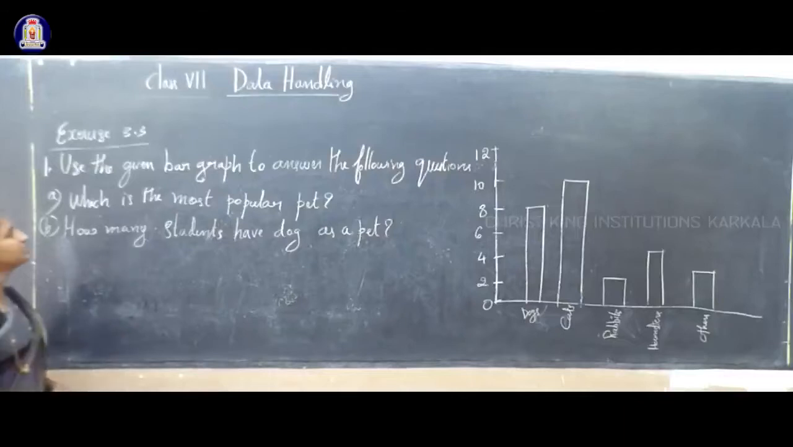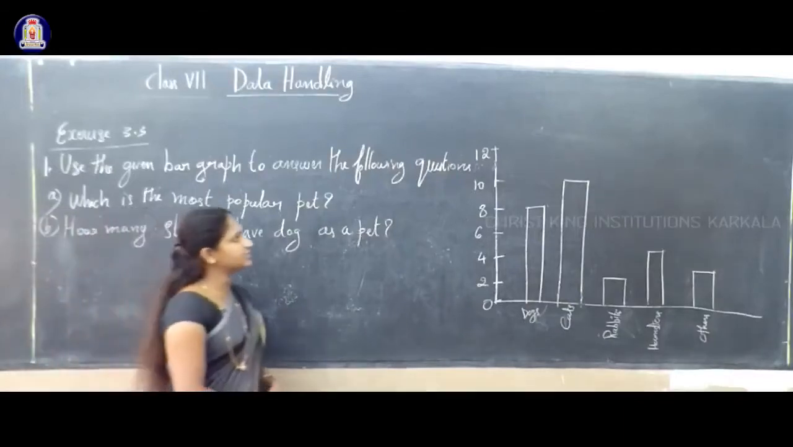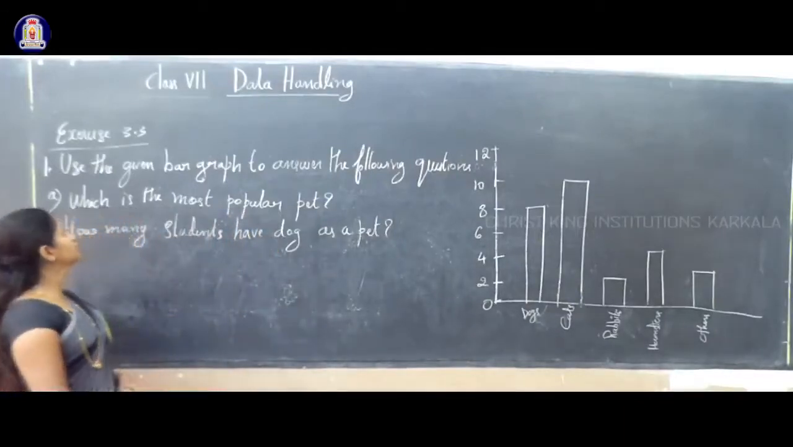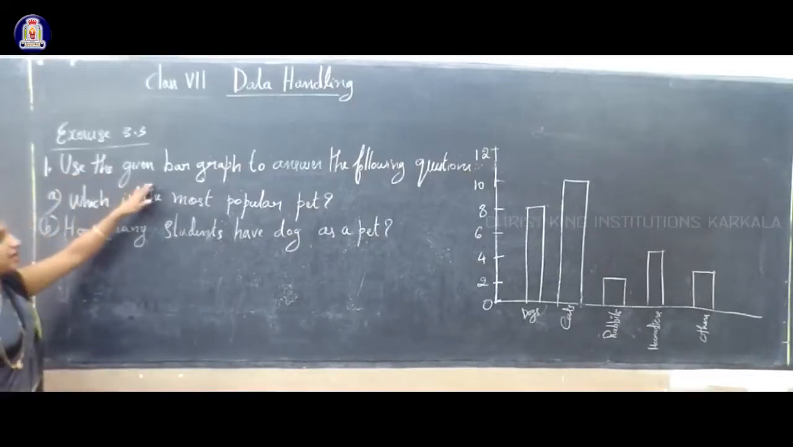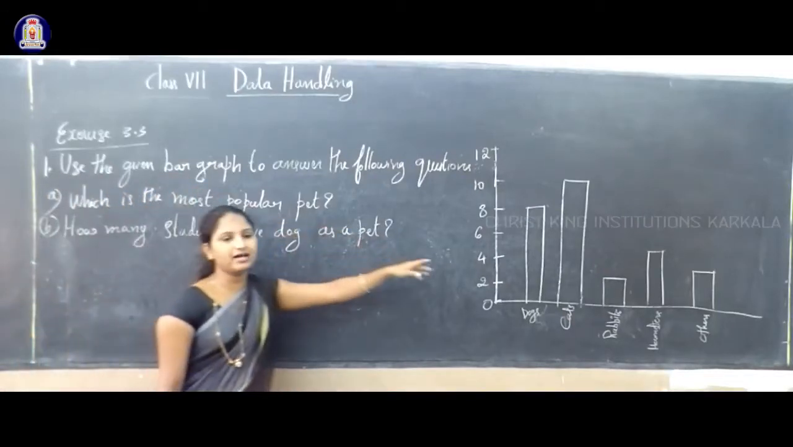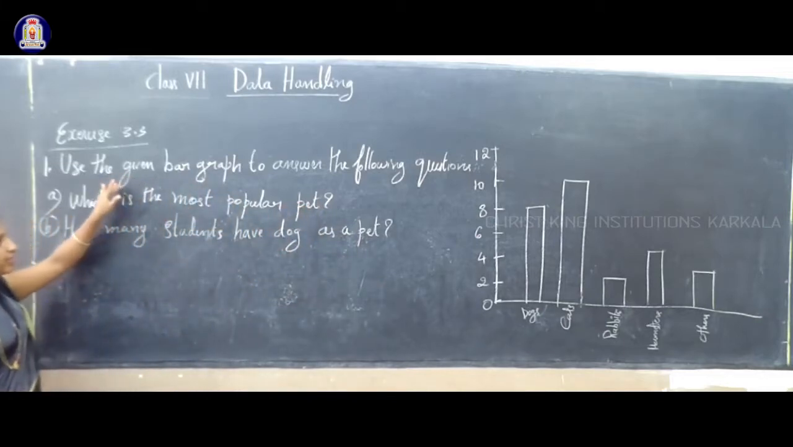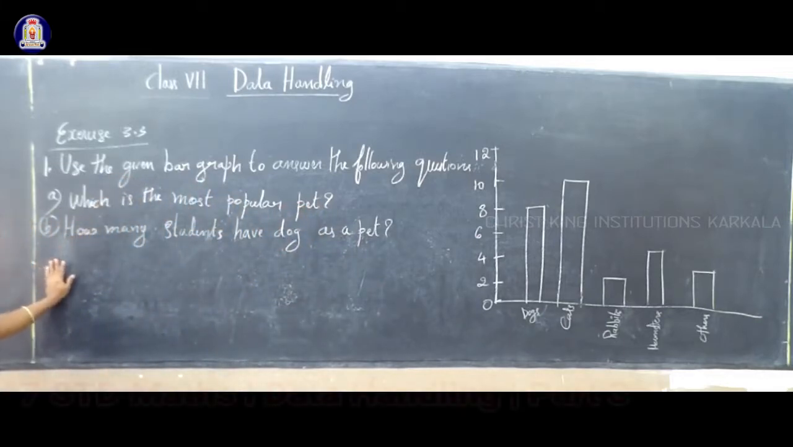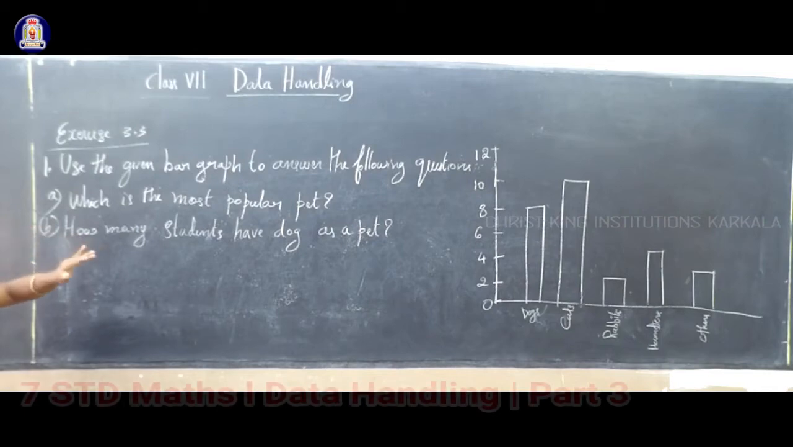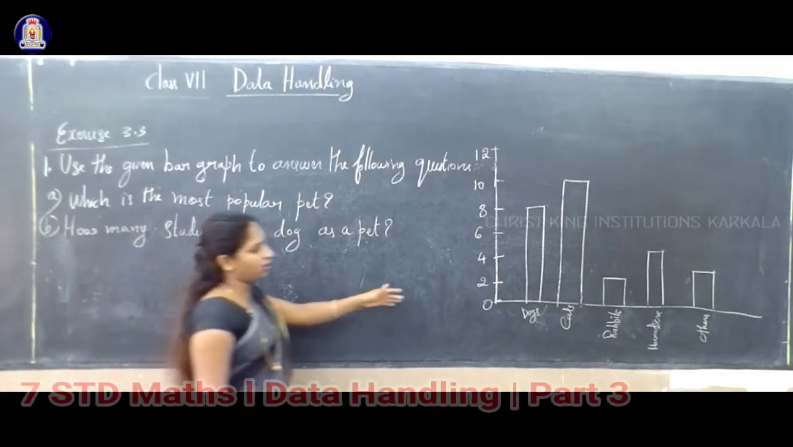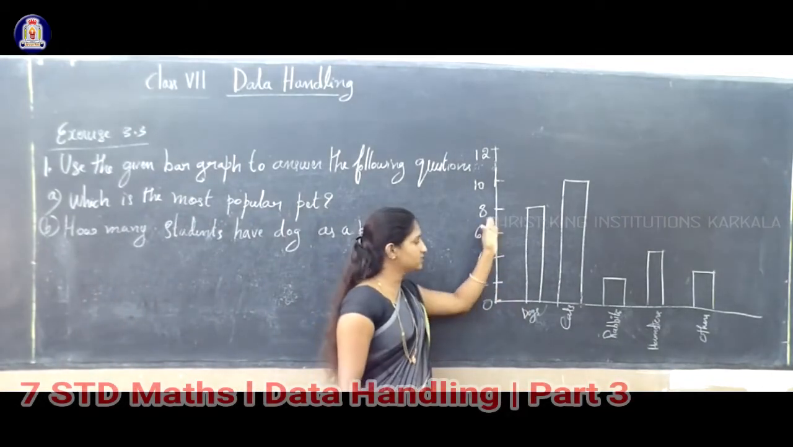Use the given bar graph to answer the following questions. Here in this question, a bar graph is given. By using this bar graph, you have to answer the following questions. Very easy. You have to see how many people like dogs: 6, 2, 4, 6. It is given like this.